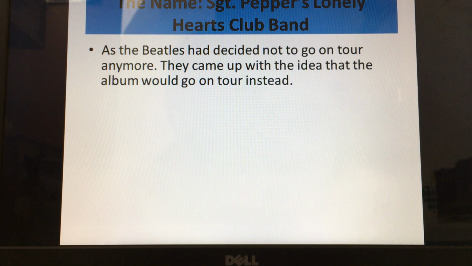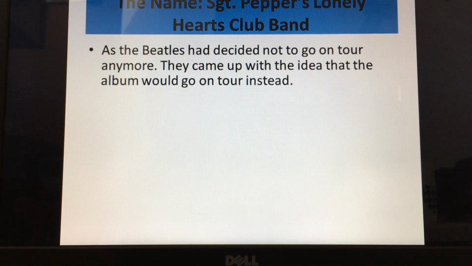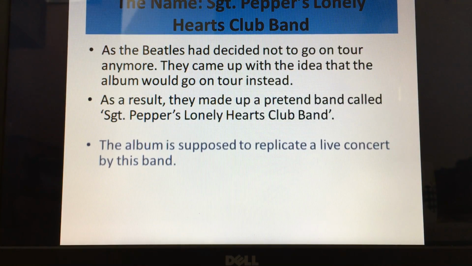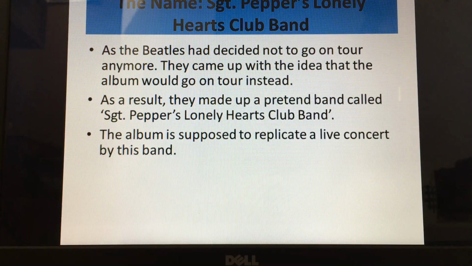The name Sgt. Pepper's Lonely Hearts Club Band refers to a fake band, a pretend band. So they came up with this idea that they were going to send their record on tour rather than them going on tour. They made up a pretend band, and the name of the band is Sgt. Pepper's Lonely Hearts Club Band. And then they made up alter egos for each member of the band. So, for example, Ringo Starr's alter ego was called Billy Shears. And the album is made so that it sounds a bit like a live concert.